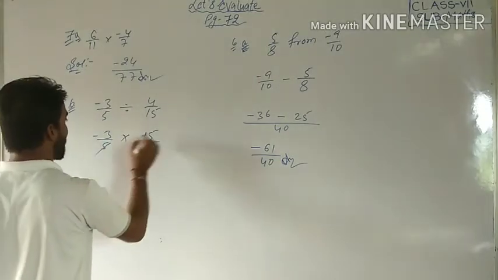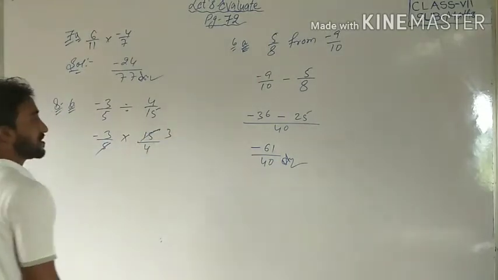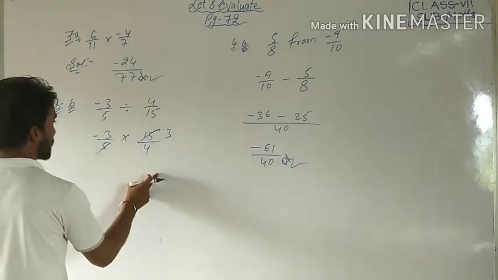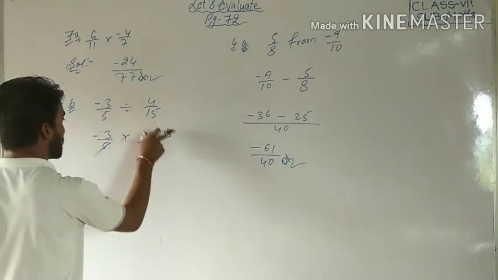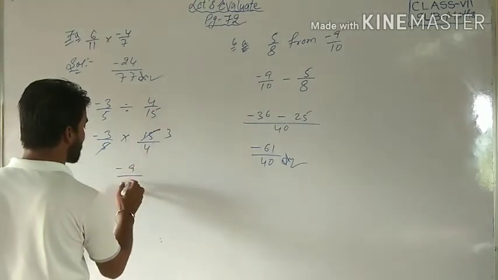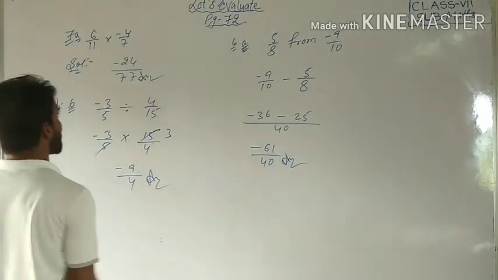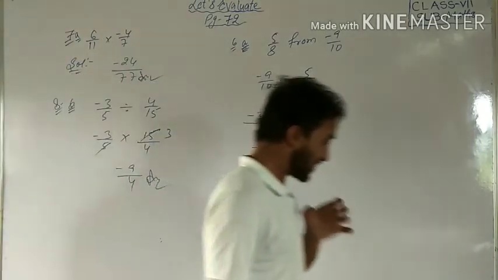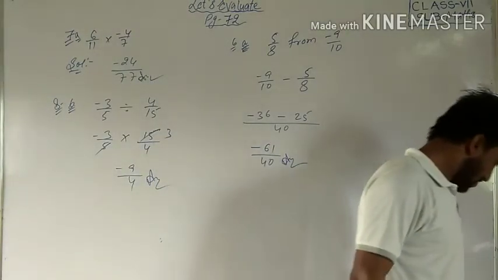So 5 into 4, is it possible to cancel with 15? Would it be possible? No. Then what will we do? We will multiply. Minus 3 into 3 is minus 9. What is the answer? Minus 9 by 4. It is your answer. Okay. 8a you will do. Proceed.